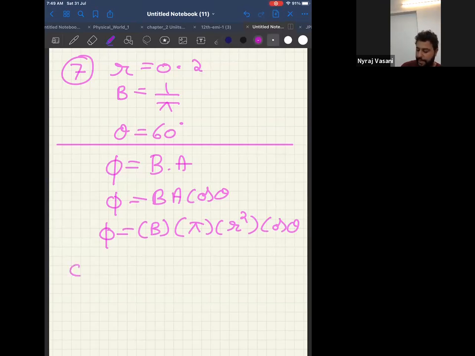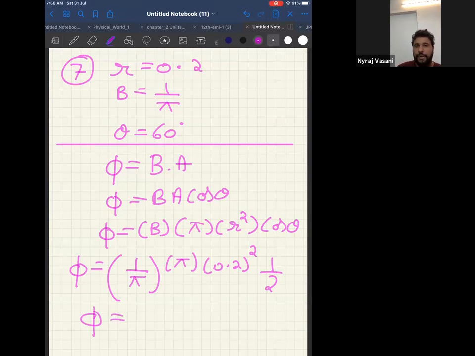Now, can I write phi equal to B is 1 by pi into pi into 0.2 square into cos 60. Can I say cos 60 is also half? Now simplify and tell me what is the answer for flux that you are getting.